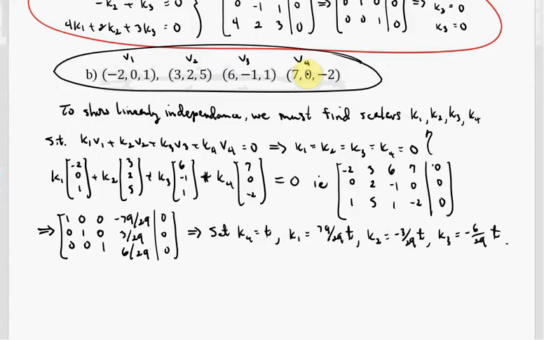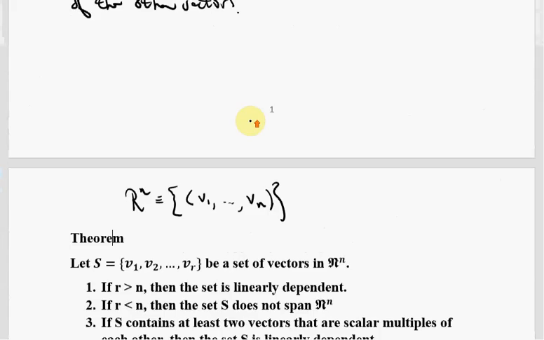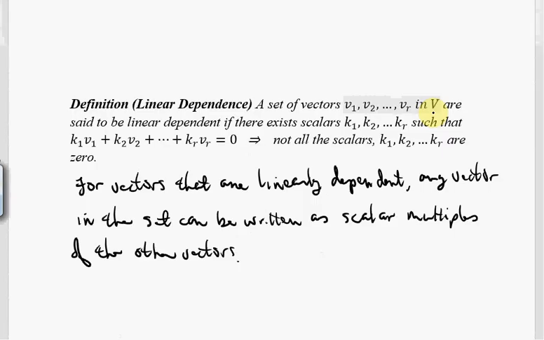What does the definition say for linearly dependent? Look at it. It says here that a set of vectors, v1 to vr, are said to be linearly dependent if there exist scalars. Well, we found the scalars. They do exist, K1, K2, and so on, such that the linear combination equal to zero, we got that, implies not all the scalars are zero. Do you see that? Our scalars are not all zero, right? By definition, linearly dependent.